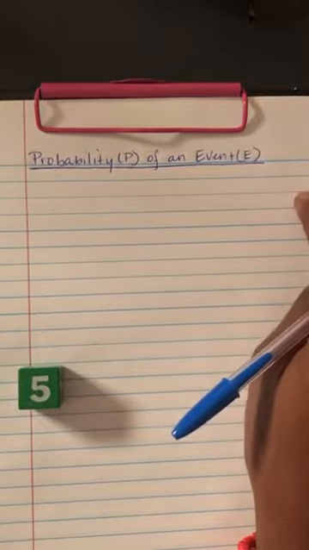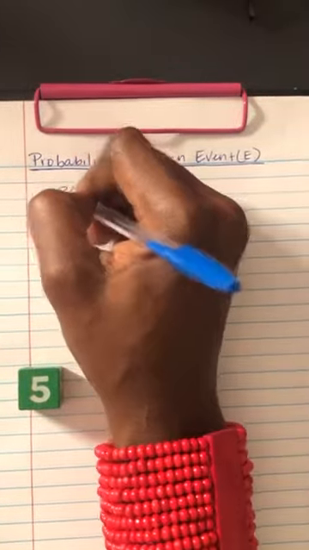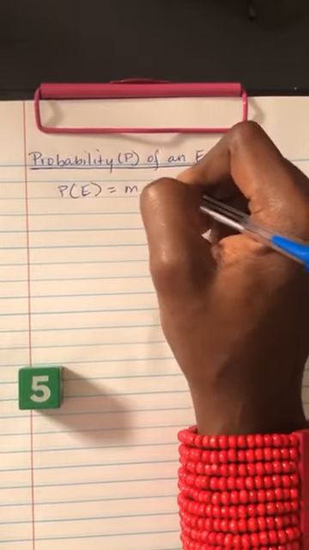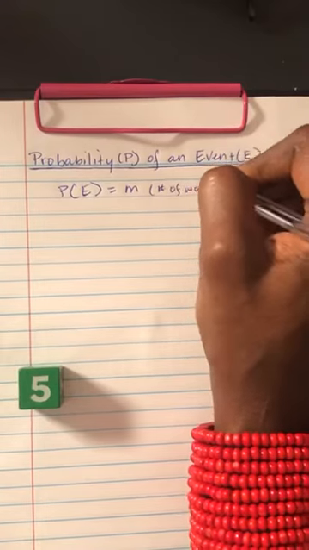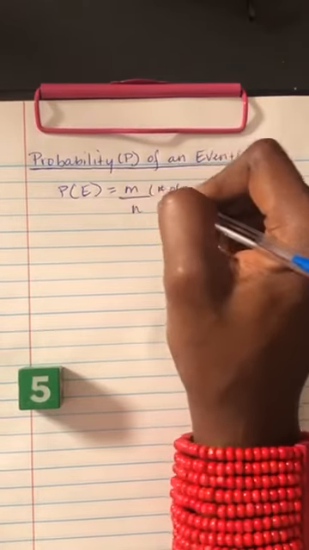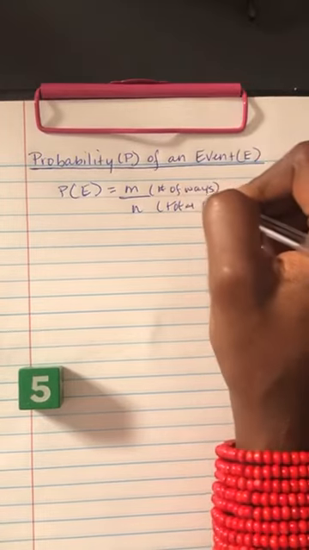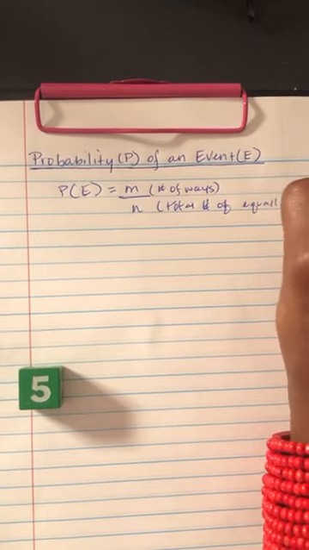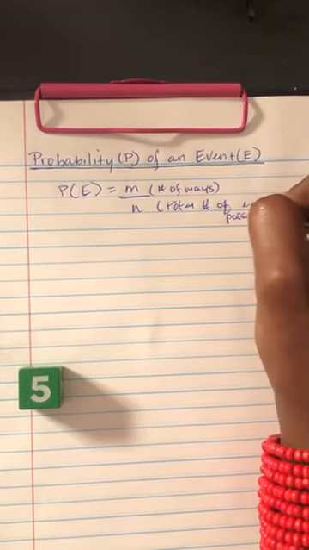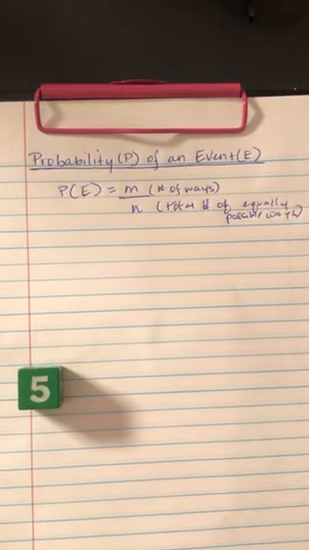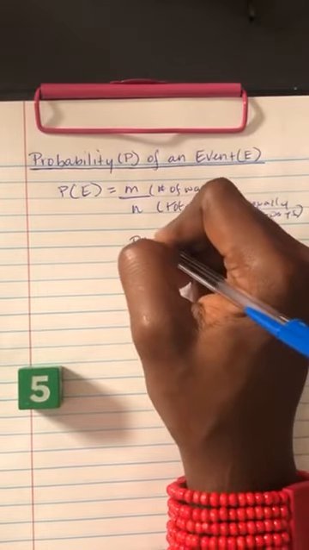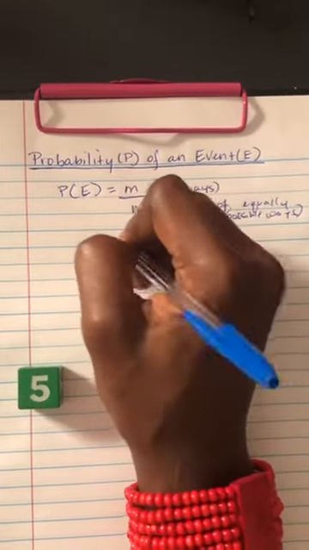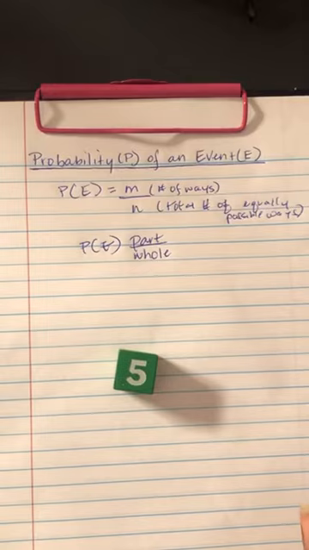The probability of an event is defined as P of E equals M, the number of ways of whatever you're looking for, divided by N, the total number of equally possible ways. We're going to summarize that today as part over whole: the part that we're looking for over all of the values. So we're looking at this die.